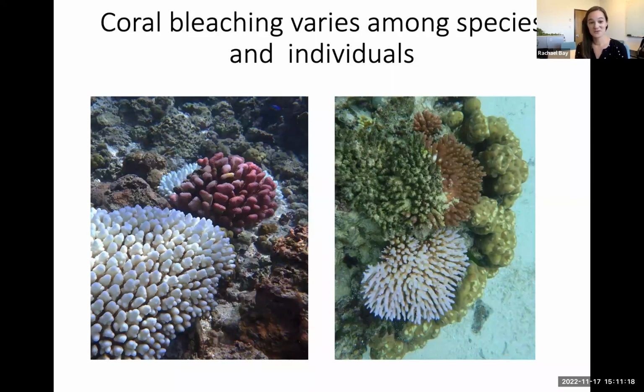On the right, you have two individuals of the very same species planted almost touching each other that have experienced the same heat wave in really different ways. So the colony on top still has full pigment, seems to be doing fine. I can even see some of its tentacles sticking out because it's trying to feed. And on the bottom, you have a completely bleached colony. So I think this really presents an interesting puzzle. Why do you have that phenotypic variation? What is the basis for that?